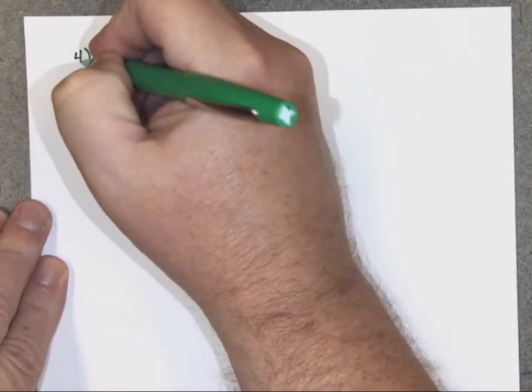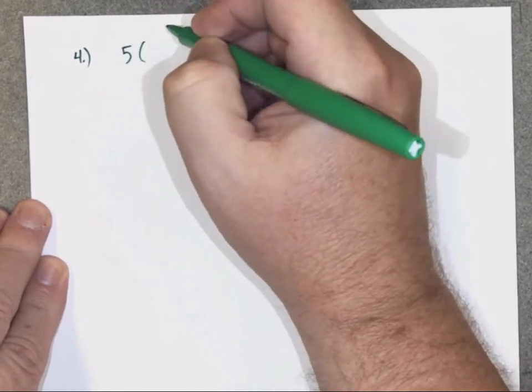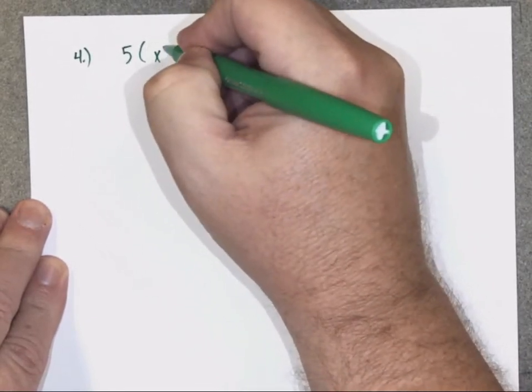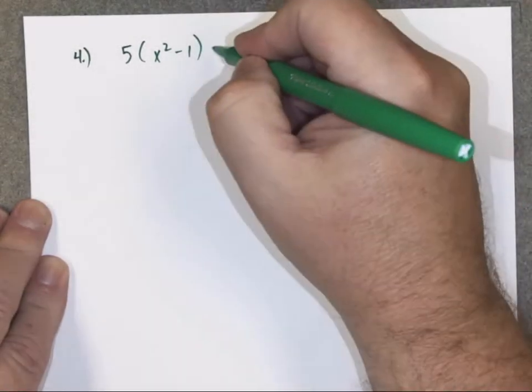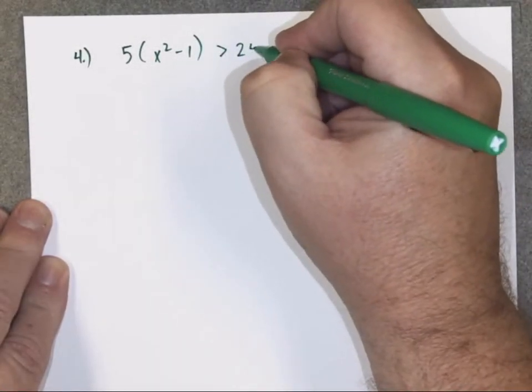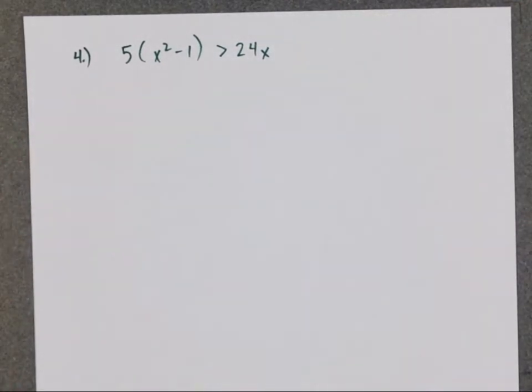we have another inequality to solve. Problem 4, which is 5 times (x squared minus 1) in parentheses greater than 24x. So now I'm going to go through the steps just like I laid out the last time. This problem hopefully will go a little faster.